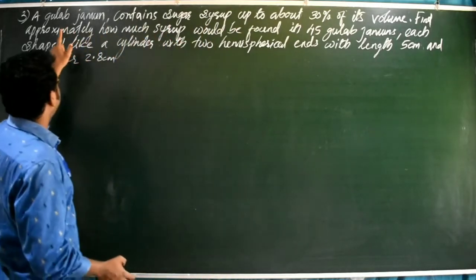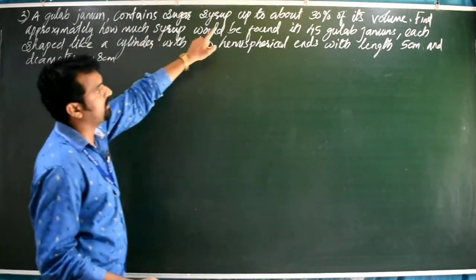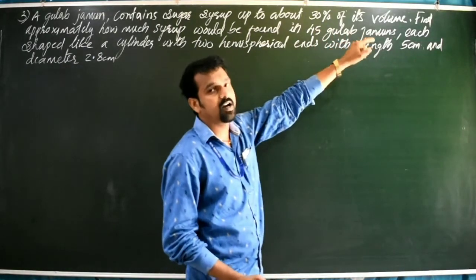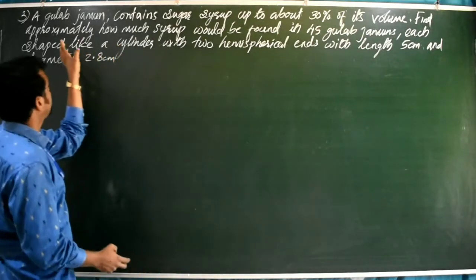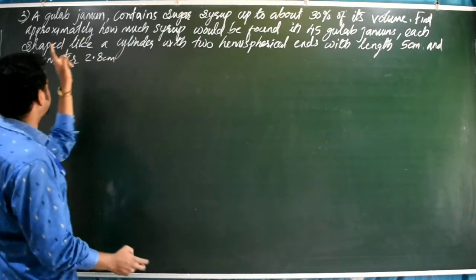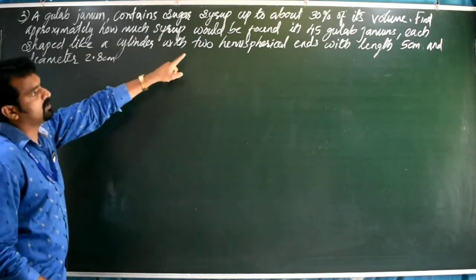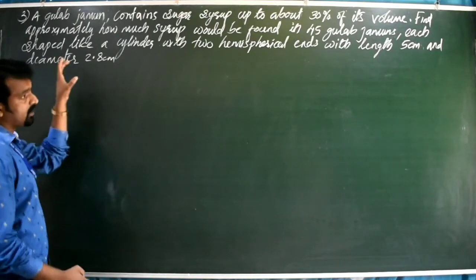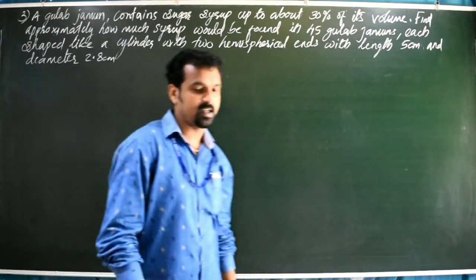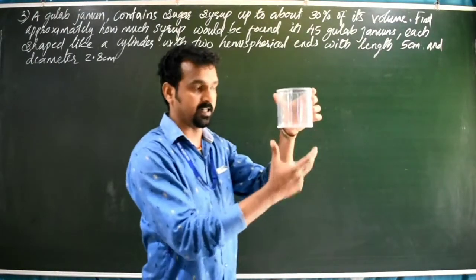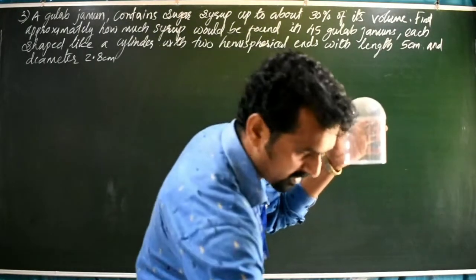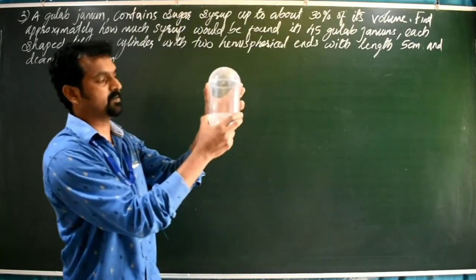Find approximately how much syrup would be found in 45 gulab jamuns, each shaped like a cylinder with 2 hemispherical ends. Each gulab jamun is shaped like a cylinder with 2 hemispherical ends. One hemispherical end, and on the downside also there is one hemispherical end.